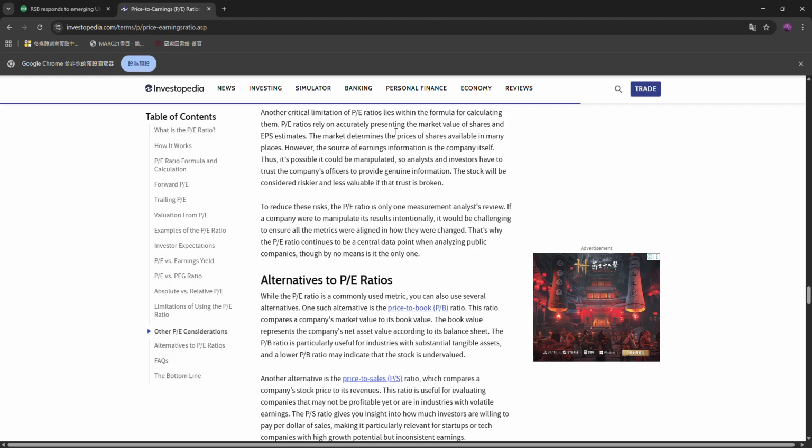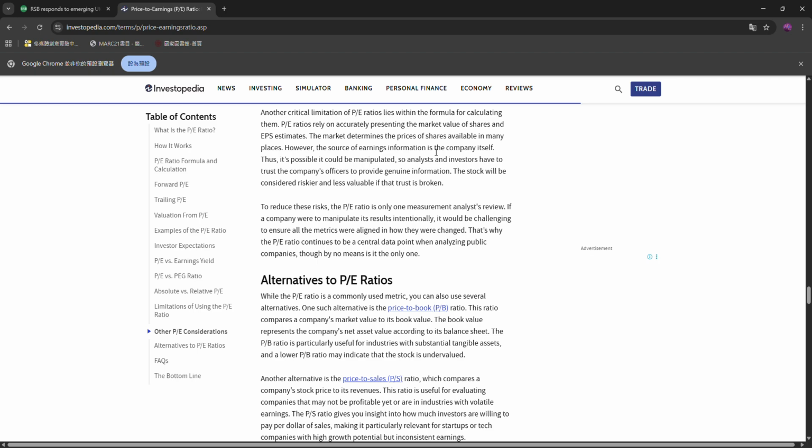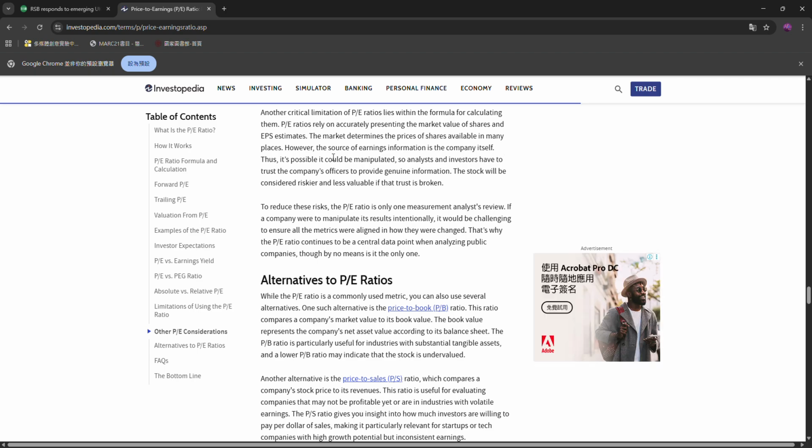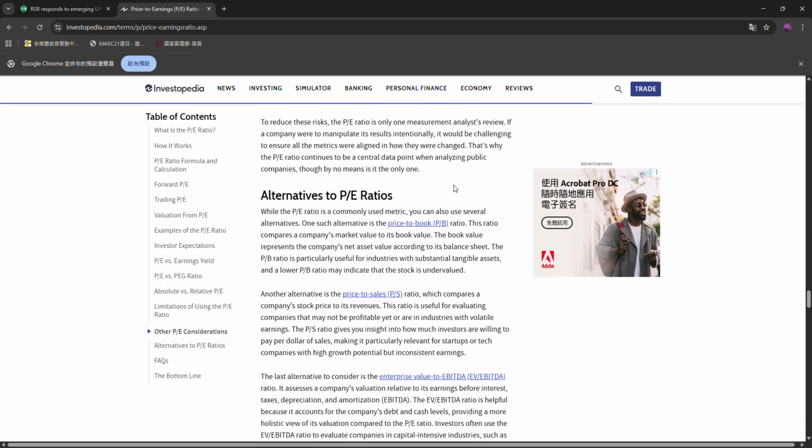PE ratios rely on accurately presenting the market value of shares and EPS estimates. The market determines the prices of shares in many cases. However, the source of earnings information is the company itself, thus it's possible it could be manipulated. So analysts and investors have to trust the company's officers to provide genuine information. The stock will be considered riskier or less valuable if trust is broken.